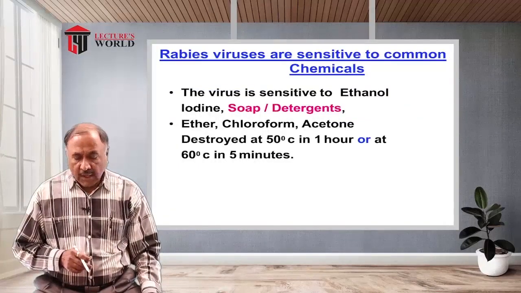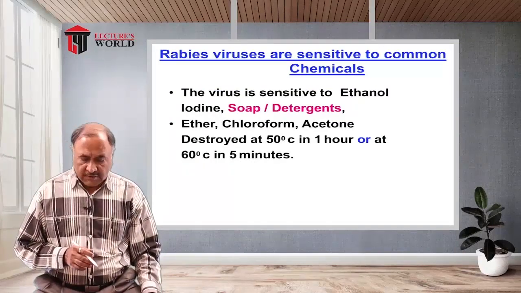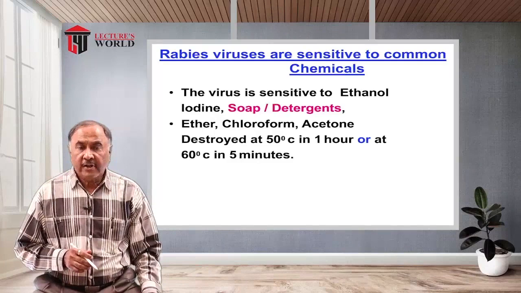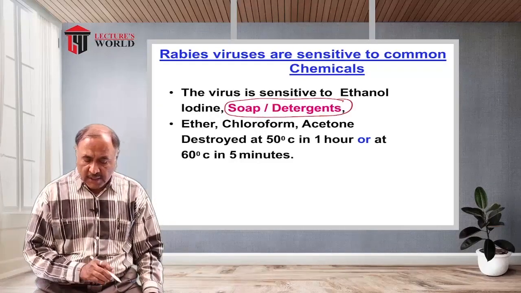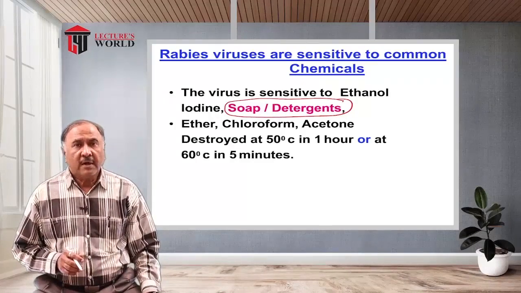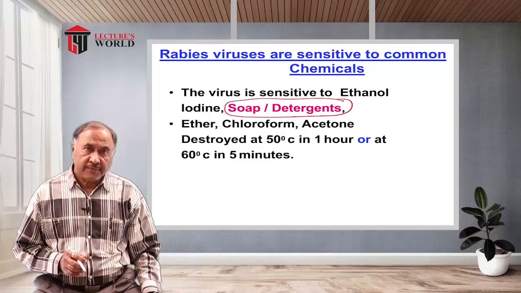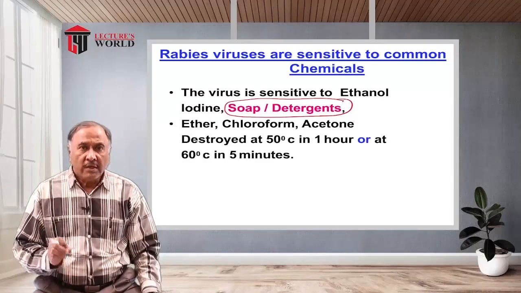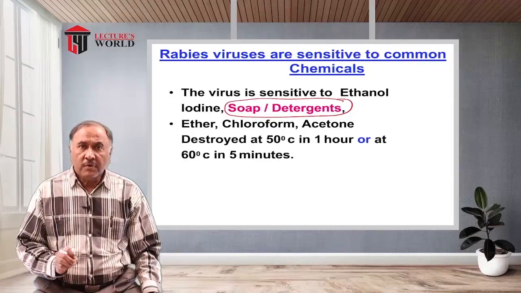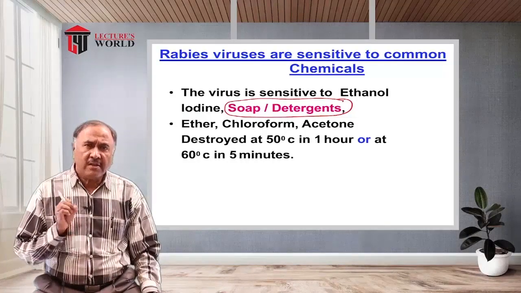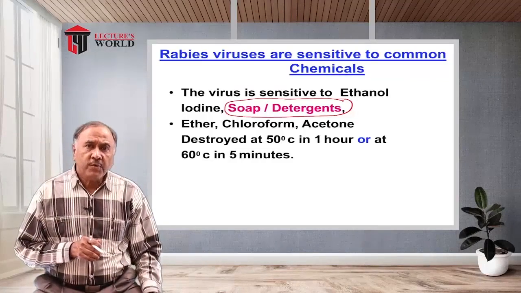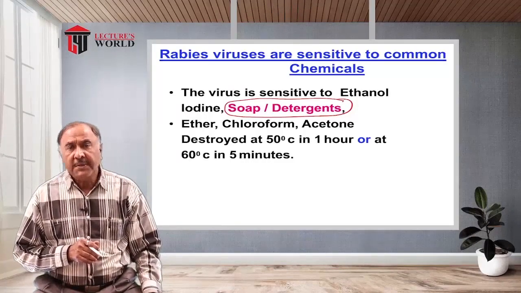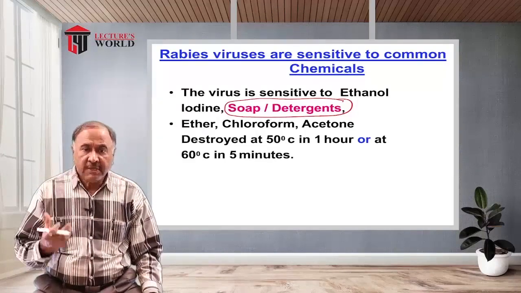These viruses are sensitive to certain common chemicals. For example, they are sensitive to ethanol, iodine, soap and detergents. Why has this particular word been highlighted? Because whenever a human being is bitten by an animal, the first thing that anyone has to do is to clean that wound with soap and detergent very, very thoroughly so that the viral load is reduced as much as possible. Because viruses are sensitive to soap and detergents, the spread can be minimized. The load can be minimized.